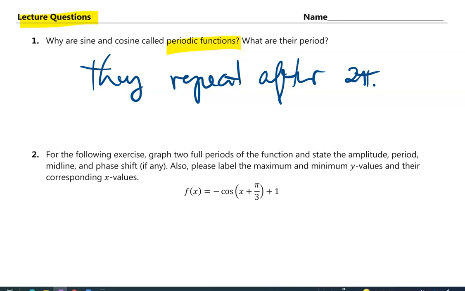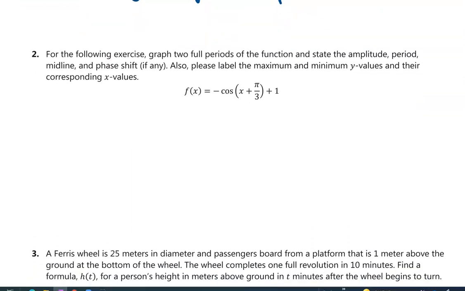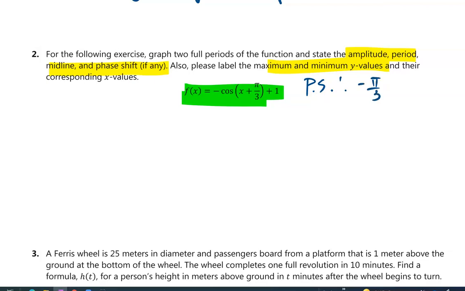Then example number 2: for the following exercise, graph full periods of the function and state the amplitude, period, midline, and phase shift, if any. Also, please label the maximum and minimum y values and their corresponding x values. So what do we have here? This is the given f of x. We know that the phase shift here is x plus pi over 3, so that is negative pi over 3, meaning it's pi over 3 to the left.